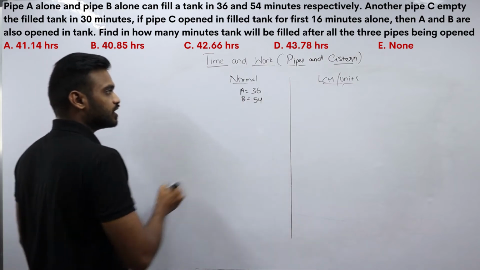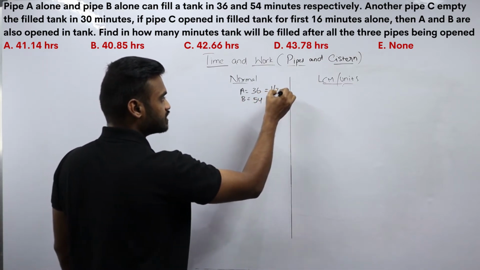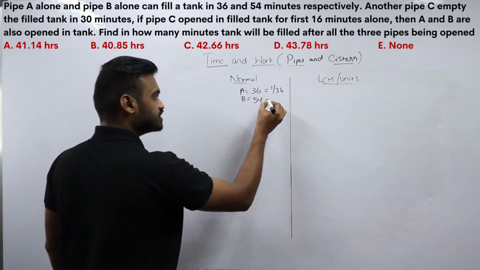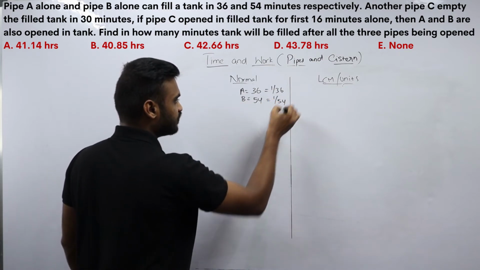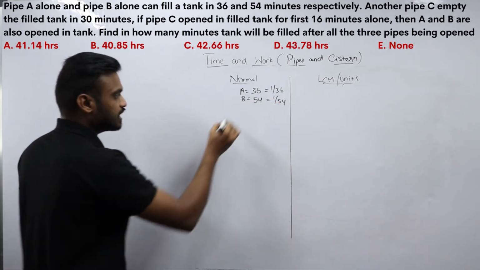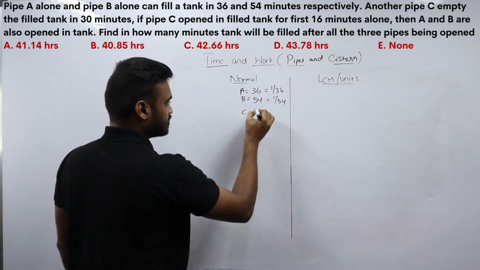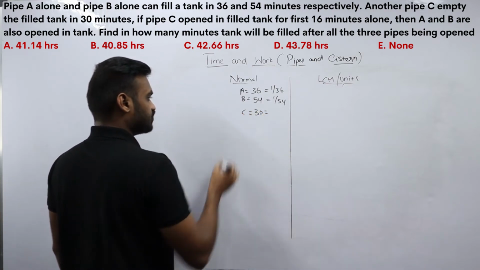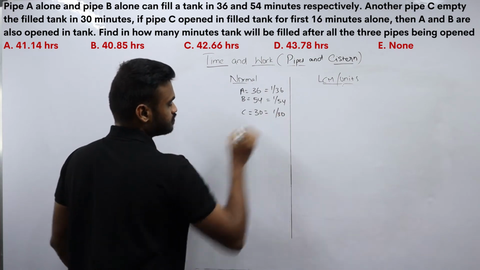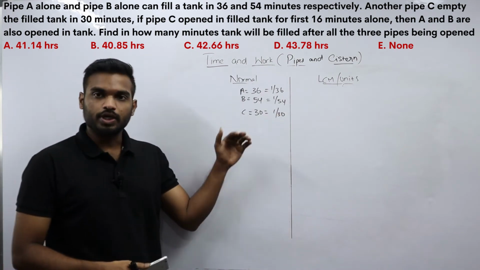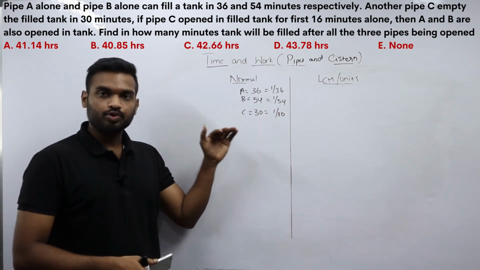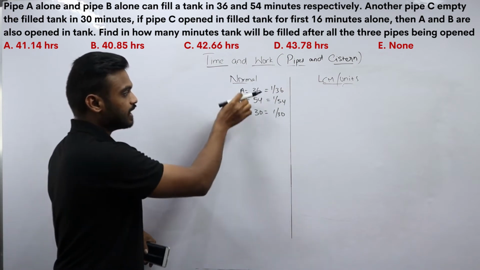So A's 1 minute work or efficiency will be 1 by 36. Now B's efficiency or 1 minute work will be 1 by 54. And also they are saying that C can empty the tank in 30 minutes. So C's 1 minute work is 1 by 30. Now C's work is to empty the tank, so C removes the work that was done by A and B.